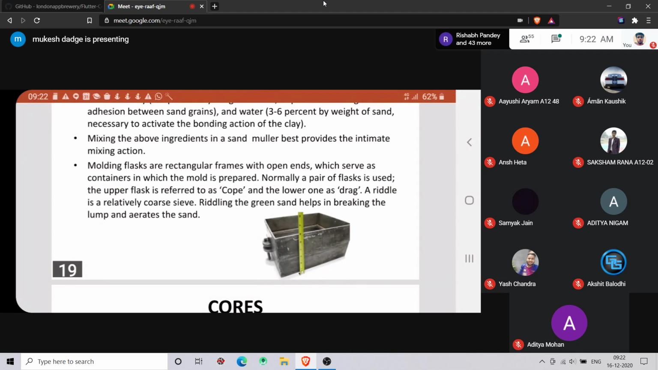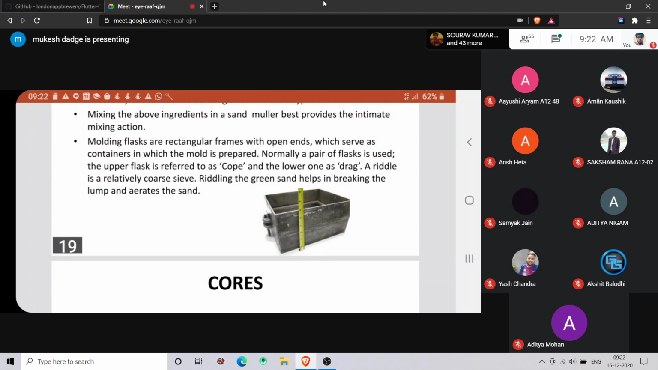The upper box is called the cope and the bottom side is called the drag. The riddle is used to get the sand without foreign materials, and that sand will be put in the box.